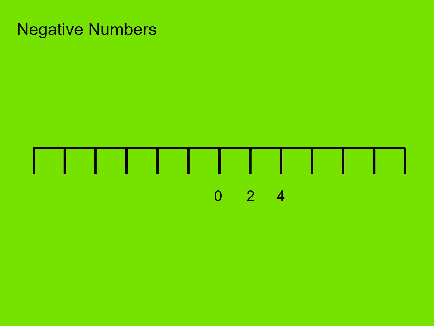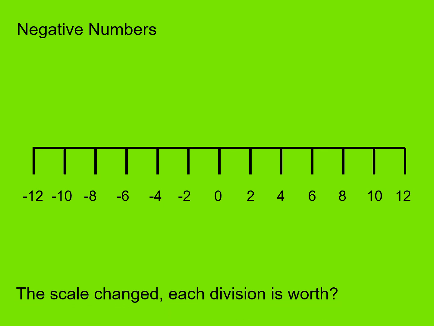Oh, they're trying to catch us out here. This is the scale, and each interval or section isn't actually going up in ones this time. Can you think about what it's going up in? 0, 2, 4, 6, 8, 10, 12. That's the positive numbers. We are also going to be going down or subtracting the same amount each time on the left. So if the scale has changed, what is each division worth?